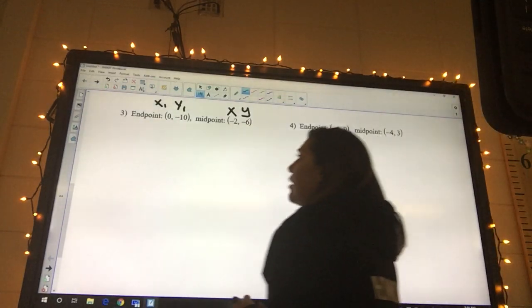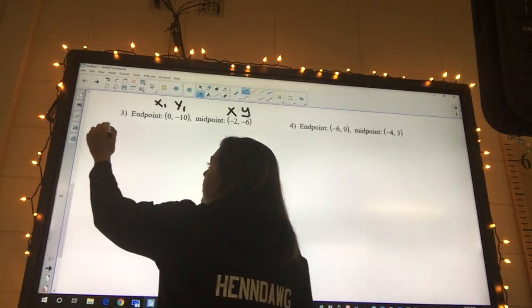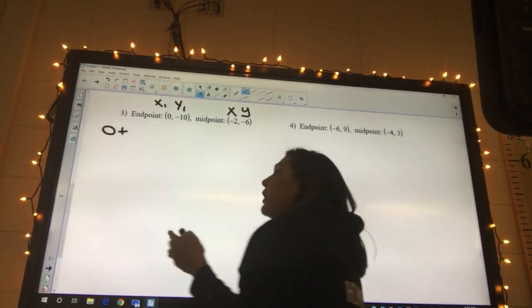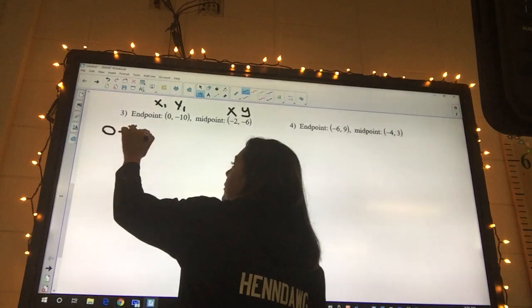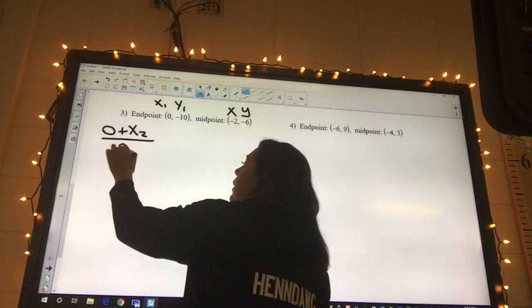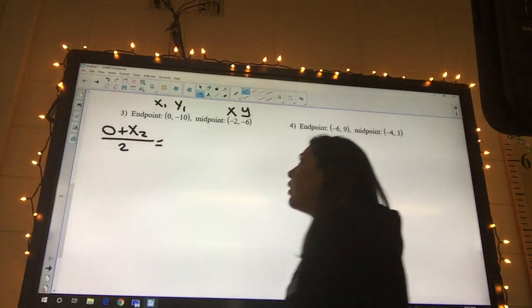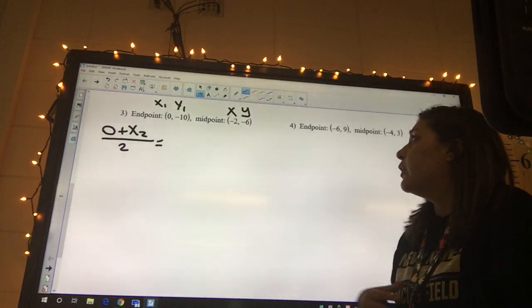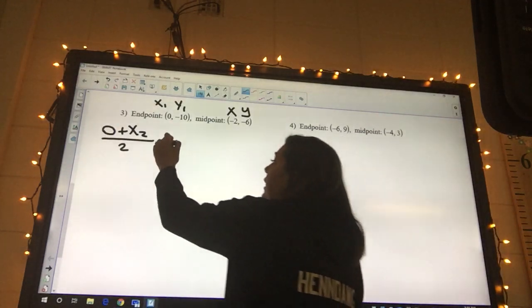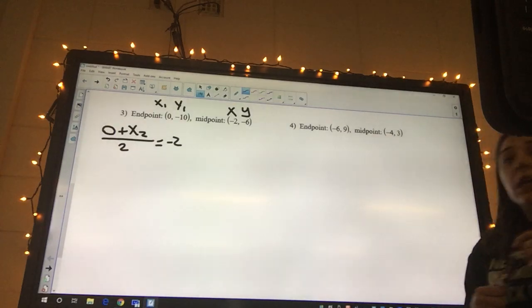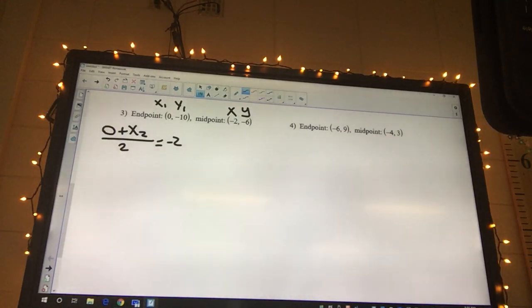Okay, and then now we're ready to set up our equation. So I got x sub 1, and that's 0. So we got 0 plus, and it normally is going to be x sub 2, but we don't know what that is. So we're just going to write x sub 2, and it's all over what number? 2. And we set that equal to our midpoint, which is our x and y. So this one we're doing the x's, so it's going to be set to -2, because that's what our big X is. Okay, and then our very first step is going to be to do what?